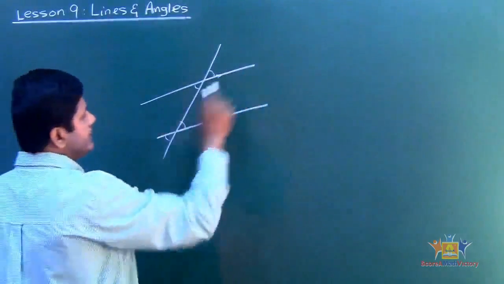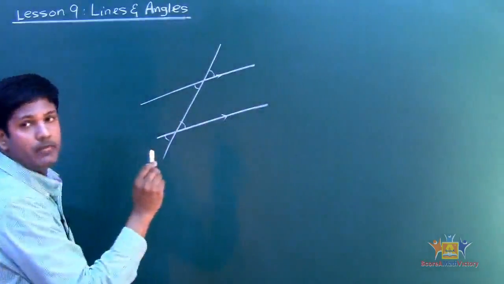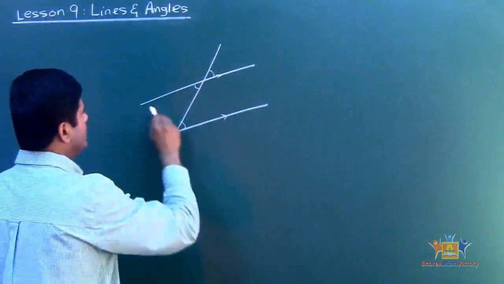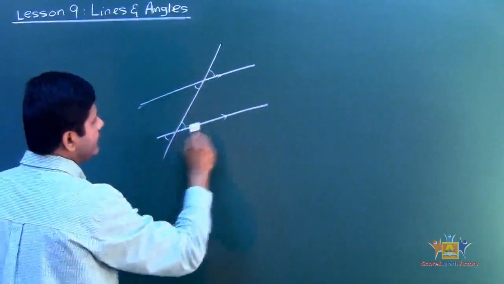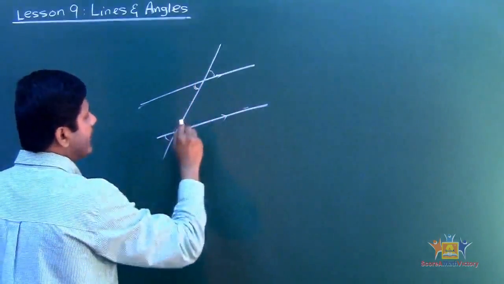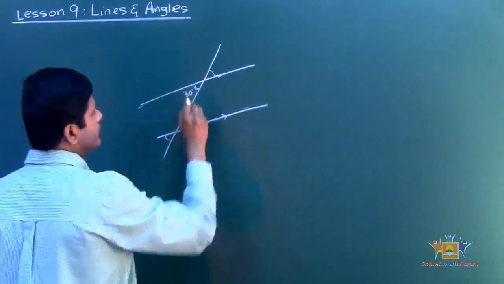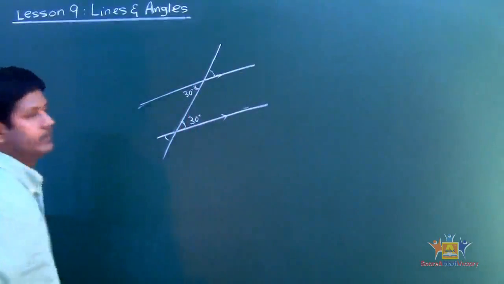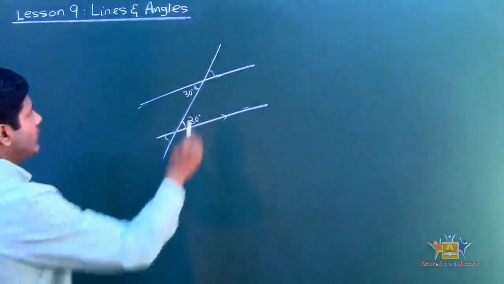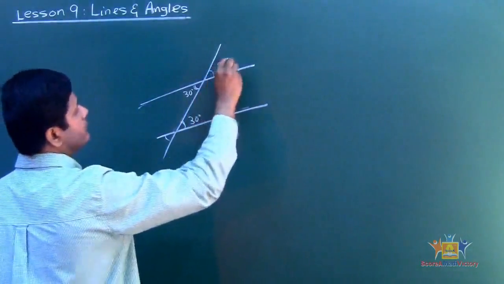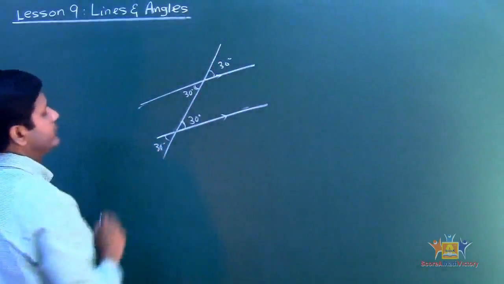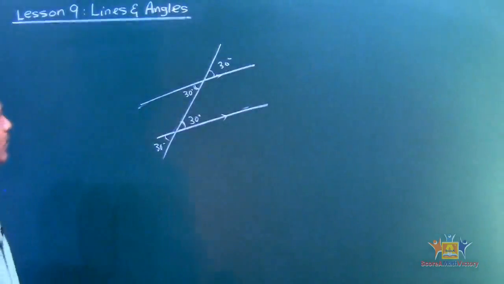When the lines are parallel, I want you to remember this. It's called the Z method. See the Z? The inside angles are identical. If I say this is 30 degrees, this is also 30 degrees. That means what is this one? Also 30 degrees. What is this one? Also 30 degrees. Now, what about this one?